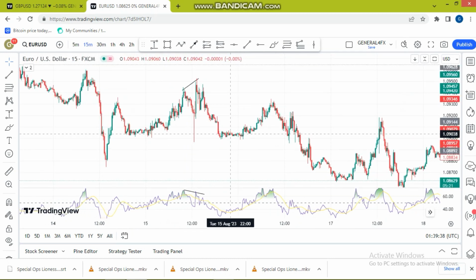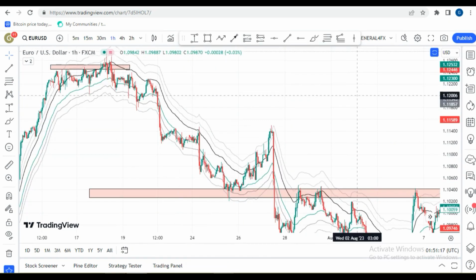All right, and our sixth and last, is that the last one? Yes, that's the last one. Our sixth entry method, we are going into it right now, which is the ATR channel.